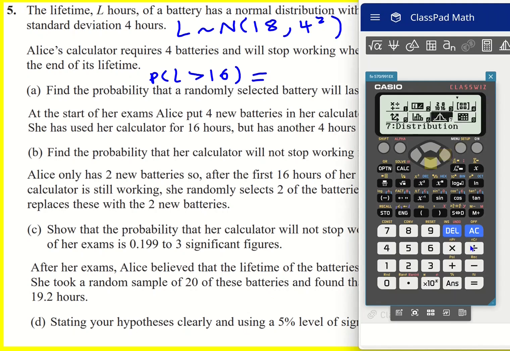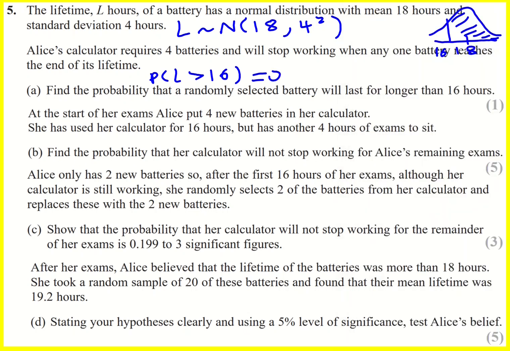So menu, distribution, it's a normal CD. Lower is going to be 16. Upper is just going to be a big number. Standard deviation 4 and mean 18. The calculator performs an integration under a curve and gives us 0.691. I'm going to write a few more figures down, 0.69146, then round it.